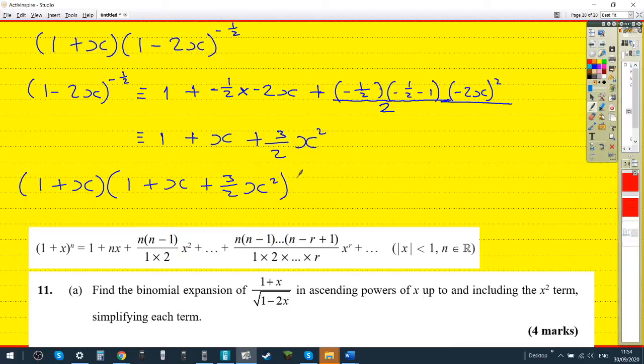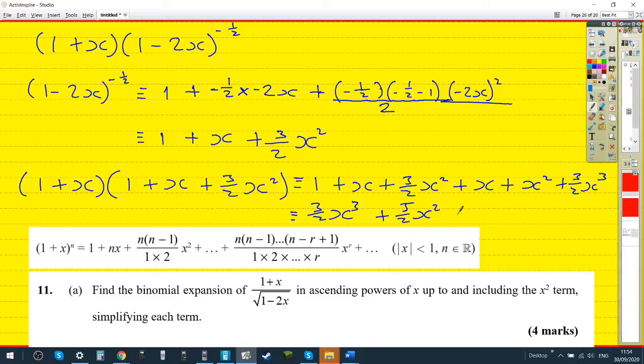And so that will become 1 plus x plus 3 over 2x squared, plus x squared plus 3 over 2x cubed. And then I think my final answer will be 3 over 2x cubed, plus, sorry, plus 5 over 2x squared, plus 2x plus 1. And what does this mean here? It says up to and including the x squared term. So does that mean that it will just be 5 over 2x squared plus 2x plus 1? I believe so. I just want to check.